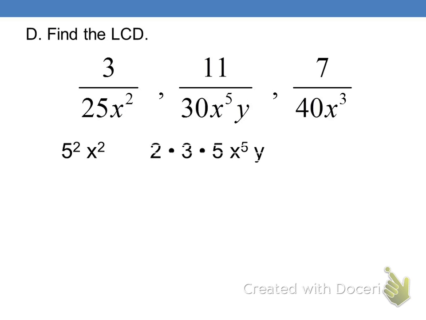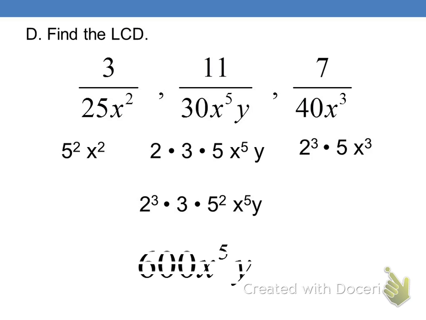The prime factorization of 30, and you can do a factor tree if these aren't something that you can just remember off the top of your head, is 2 times 3 times 5. Right? We do 6 and 5, and then 6 is 2 and 3. So 2 times 3 times 5. And then we have x to the 5th, y. 40. If you did a prime factorization, it'd be 2 times 2 times 2 times 5. Okay. I'm going to put all this up there, and then I'm going to explain how we do it.